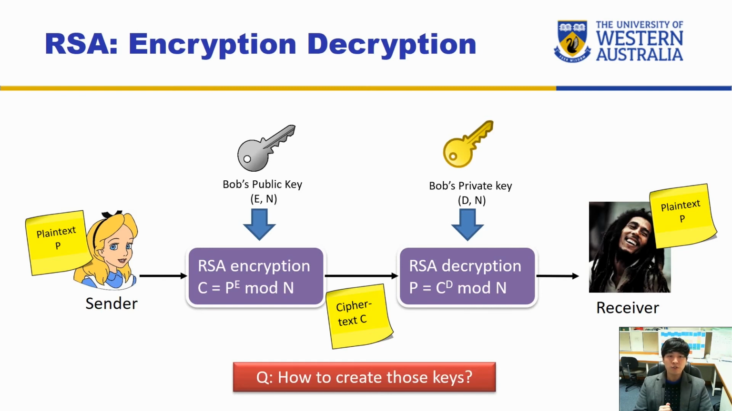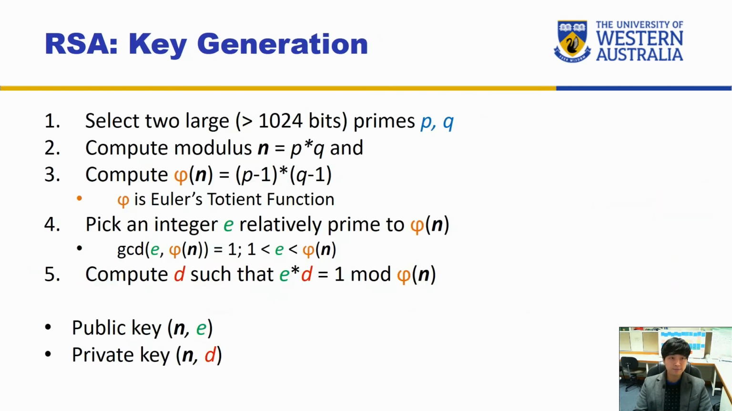how can we generate those keys? This is one of the time-consuming parts of RSA, in addition to computing the powers. So let's have a look. To generate the key pairs, we have 5 main steps. First one is to select 2 large primes, P and Q. And nowadays, you usually select something that is greater than 1024 bits.